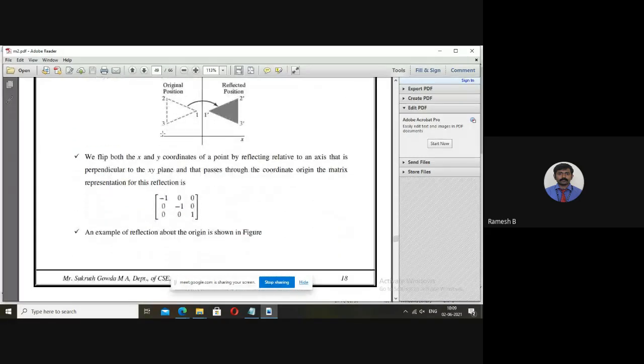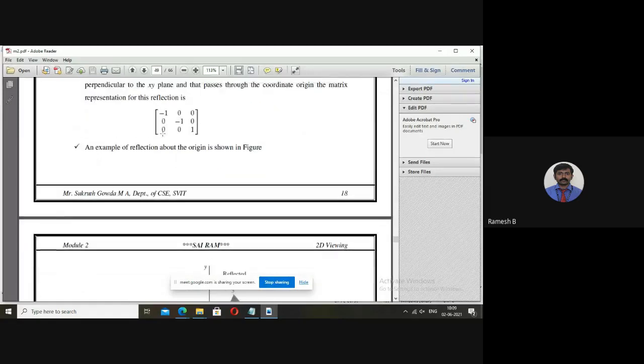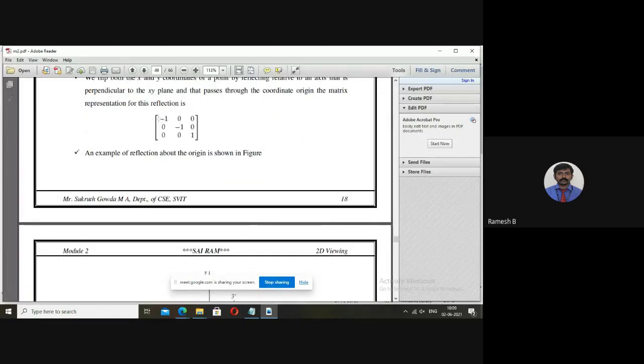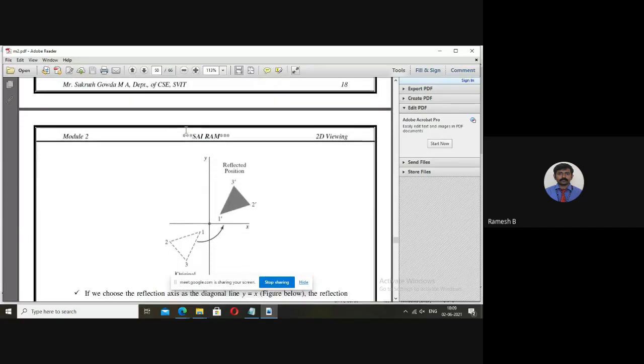Similarly, we can do reflection with respect to two axes. If you see in this example, we took -1 and -1. That is with respect to both the x-axis and y-axis. We are doing reflection with respect to two axes, x and y. Here it is diagonally, we are reflecting diagonally.